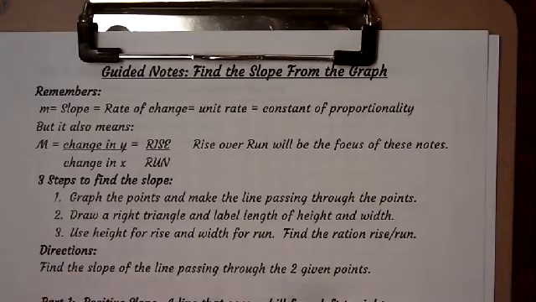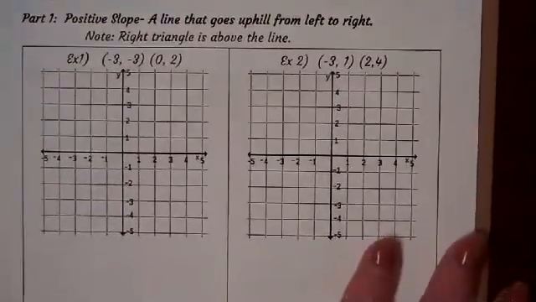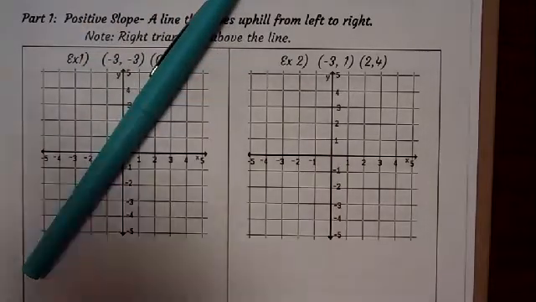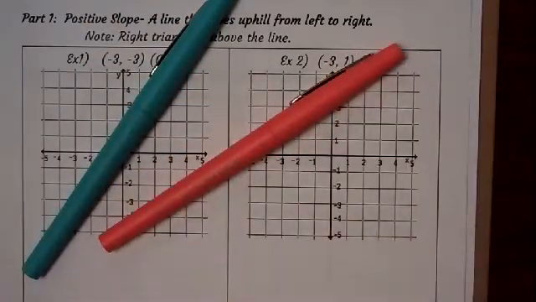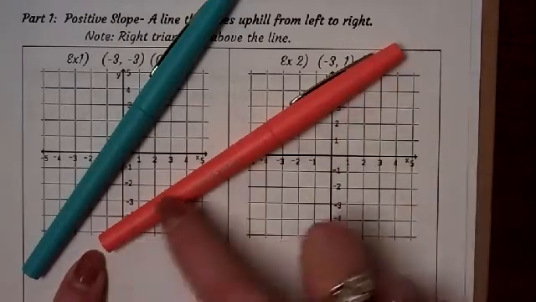Your basic directions are always just going to say, find the slope of the line passing through the points, okay? And they're going to give you the points, okay? So let's look. We're going to do this in 3 parts. The first part is we're going to look at positive lines. Now, positive lines are like my markers right here. From the left side of the line to the right side of the line is going up. It's increasing.